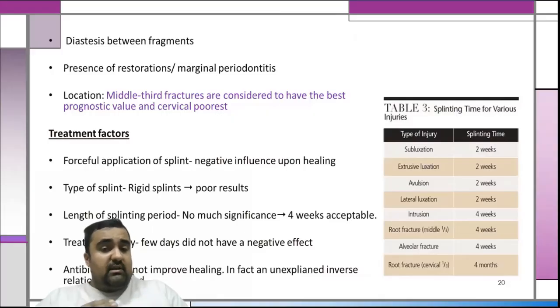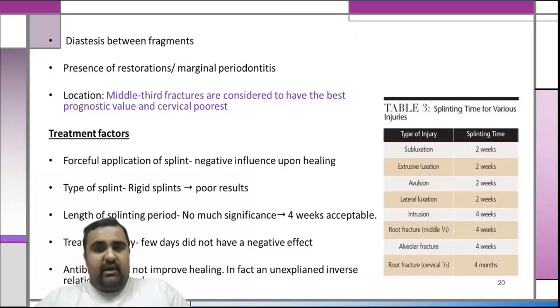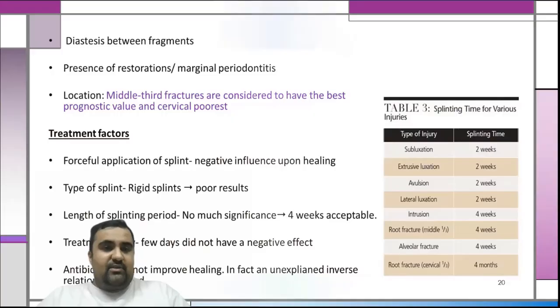Treatment delay. A few days did not have a negative effect, but after that, definitely it will have a significant influence on the healing process. Antibiotics. First, they do not improve healing. In fact, there is unexplained controversy surrounding this aspect, and an inverse relationship has been found between inflammation, antibiotics, and healing. Correct? And on the right side, I have put a table which shows the type of injury and the splinting time recommended in your textbooks.